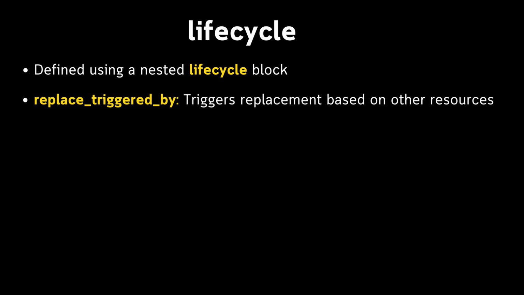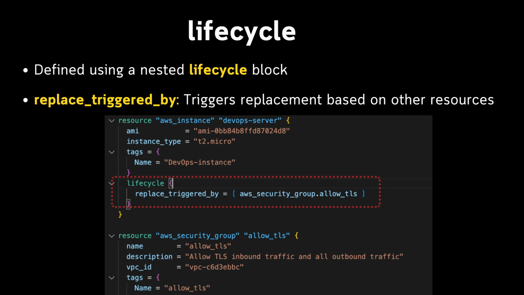Then you have replace_triggered_by. This is a newer argument in the lifecycle block which allows you to trigger resource replacement if certain attributes of other resources are changed. In this example, if a specified security group changes, it will trigger a replacement of our EC2 instance. This is helpful when a resource depends on another in a way that isn't captured by normal Terraform dependency management. So you would use replace_triggered_by in those kinds of scenarios.